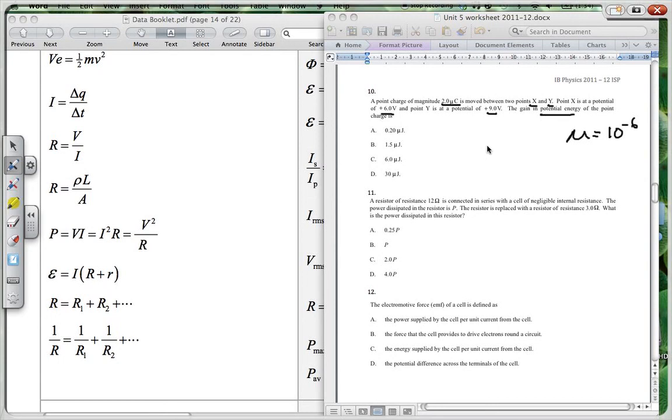Now we know that V is equal to W over Q. Therefore W, which is work, which is energy, is equal to V times Q. So it's a multiple of this. So it's 2 and it goes from 6 to 9. So there's an increase in 3. So the change in voltage here is 3. Change in potential difference. So it's going to be 3 times 2, which is going to equal 6 microjoule.